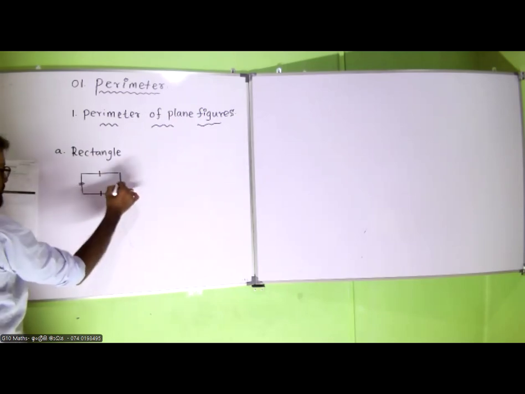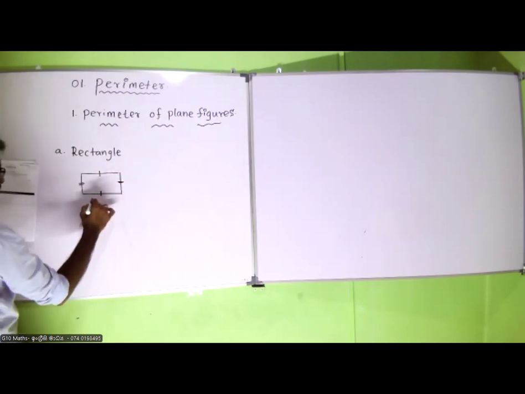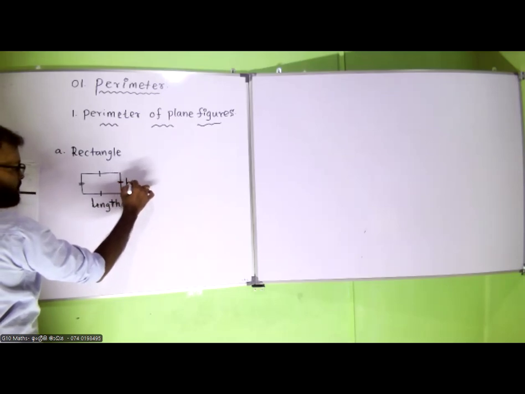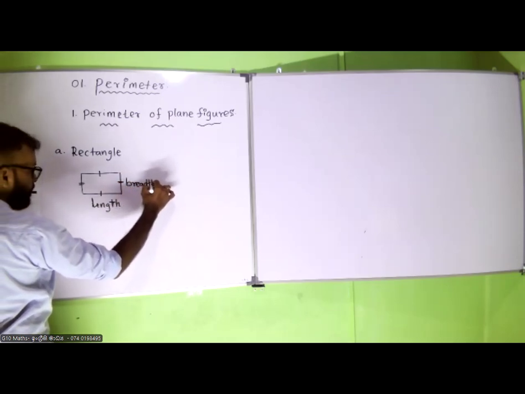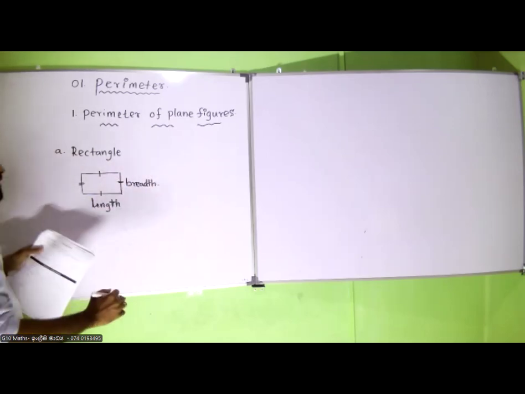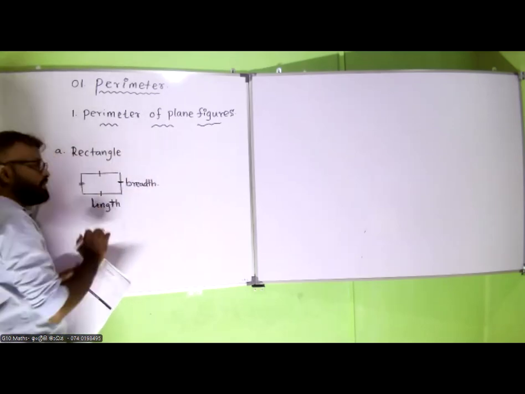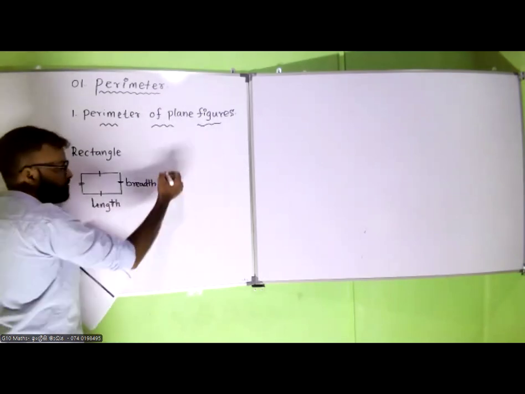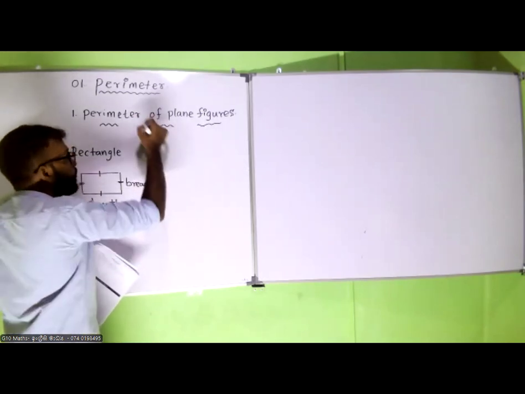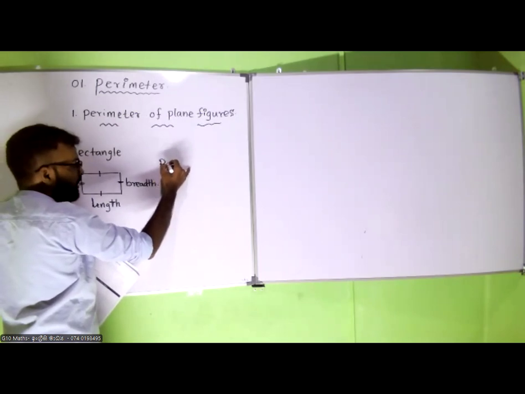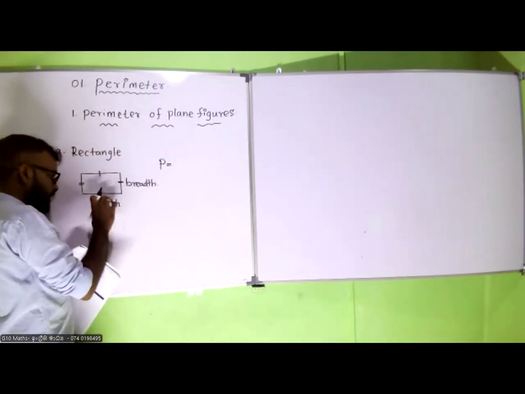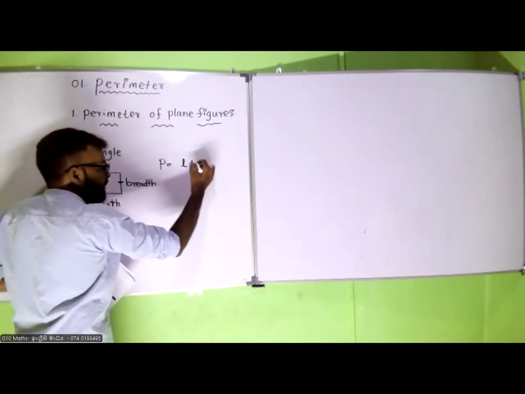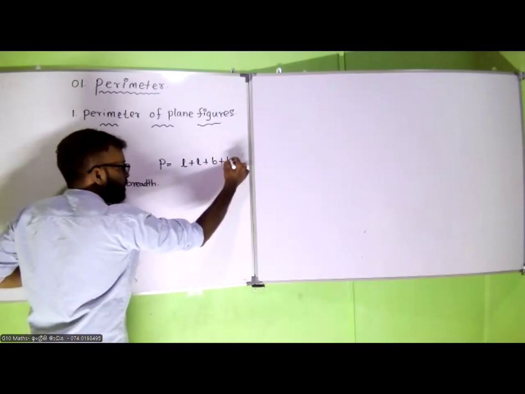So opposite sides are equal in length. Right? So this is your length. This is your length. This is your breadth. This is your length. This is your breadth. And if you want to find the perimeter of this rectangle, what you can do is, for perimeter, I will write P. Length plus length, breadth plus breadth. That means L plus L plus B plus B.